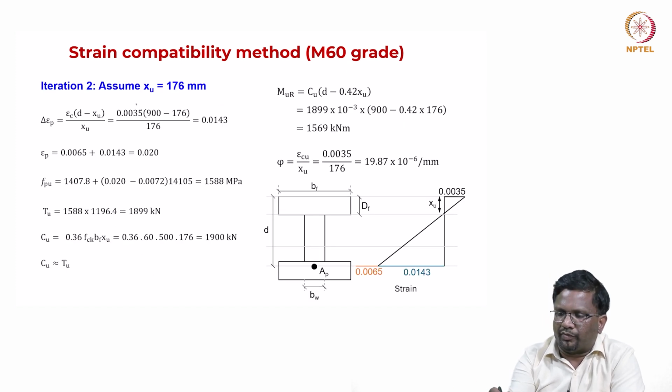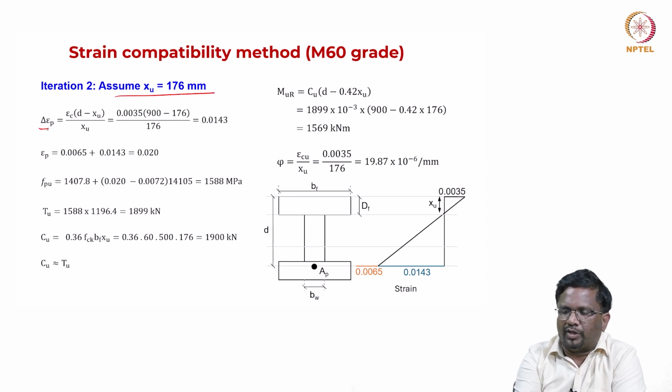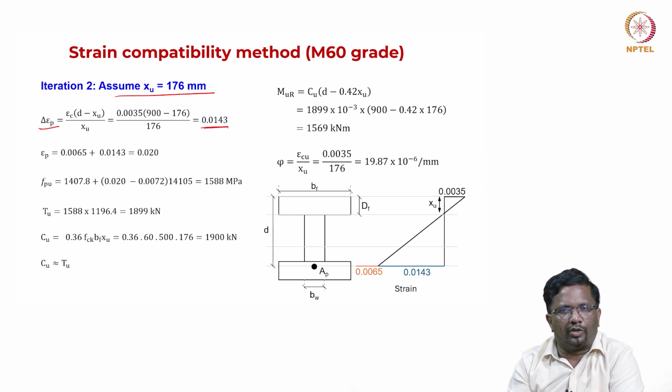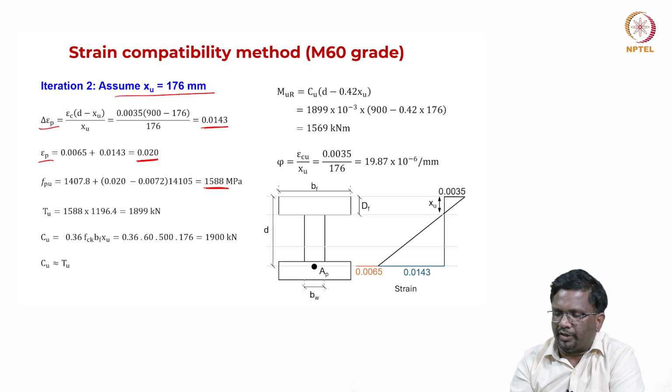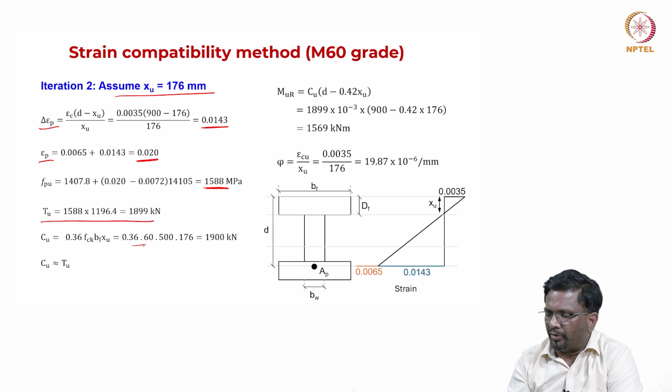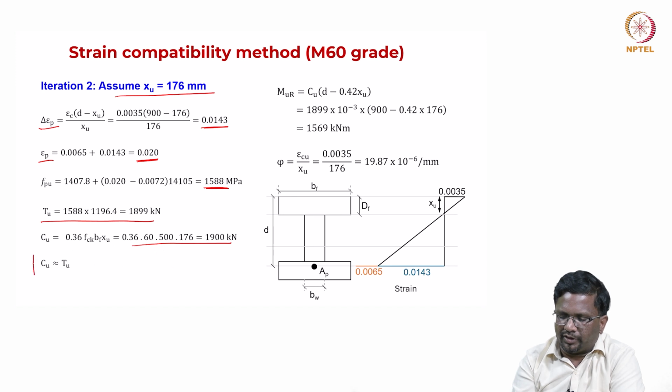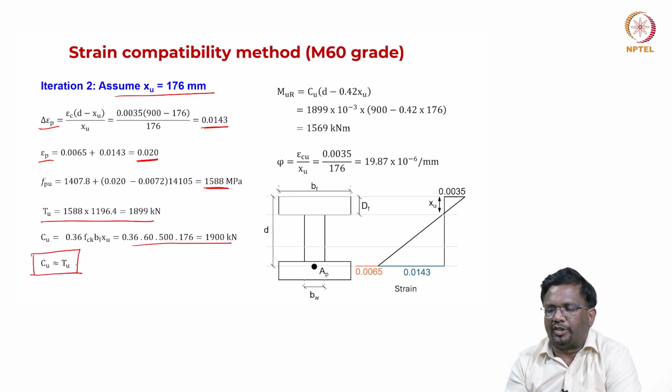So, now we are going to further reduce XU to 176 millimeter and repeat the process. Delta epsilon P I work out to be 0.0143 and epsilon P working out to be 0.020, and FPU you see 1588 and TU is 1899, so you get close to 1900 kilonewton. So, you can say that nearly they are the same. So, this XU will satisfy the equilibrium condition.